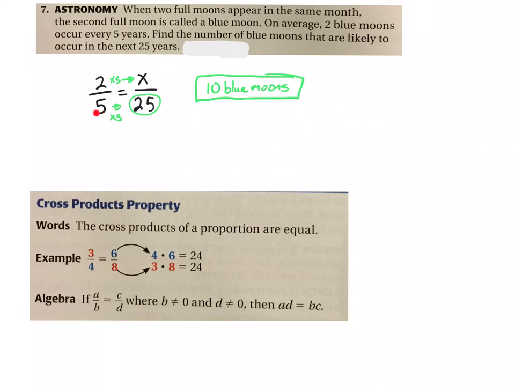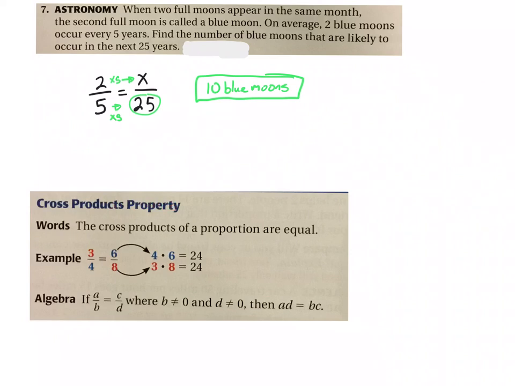Now in some cases like this, it's fairly easy to solve because it's just 5 times something gives you 25. But sometimes, and this is where we're moving into 2.7, we need a different tool because we can't necessarily think of the number that I need to multiply by, because it's not an exact number, it's a decimal or a fraction. So that's whenever we use the cross product property.